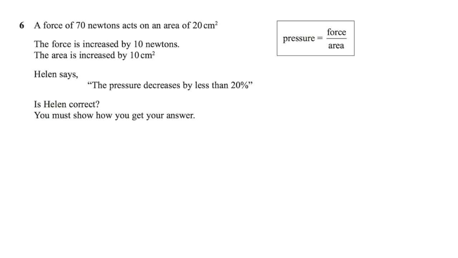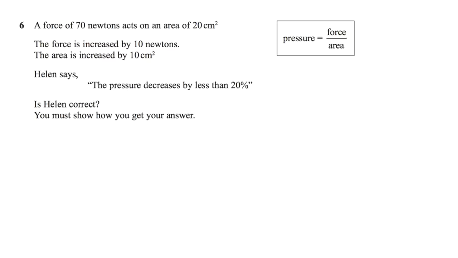Question 6. A force of 70 newtons acts on an area of 20 centimeters squared. The force is increased by 20 newtons. The area is increased by 10 centimeters squared. Helen says the pressure decreases by less than 20%. Is Helen correct? You must show how you get your answer.